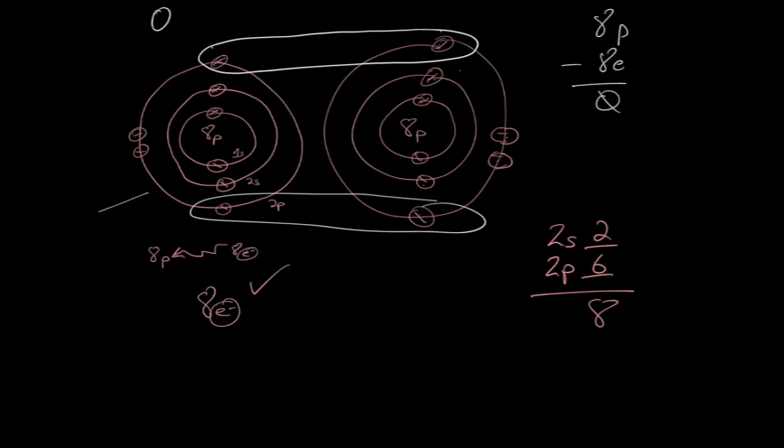Let's check, and again, counting. Let me go ahead and number them. 1, 2, 3, 4. Use a different color. They're starting to all blend together. 1, 2, 3, 4, 5, 6, 7, 8. So this also has 8 electrons.